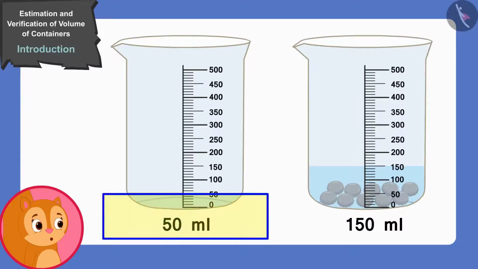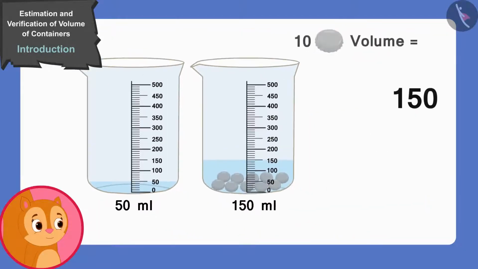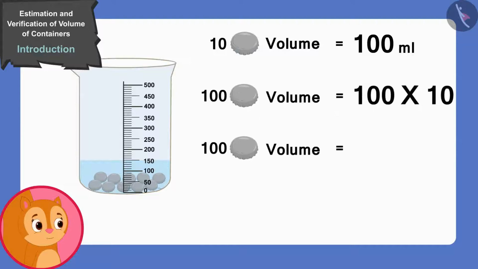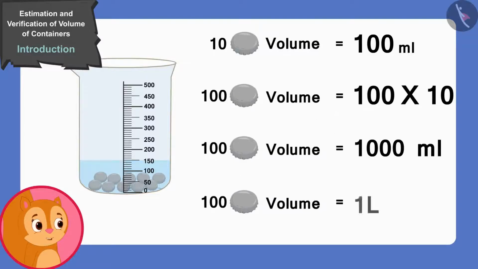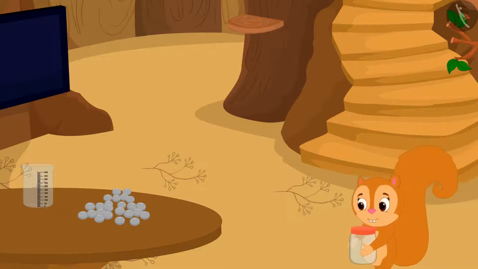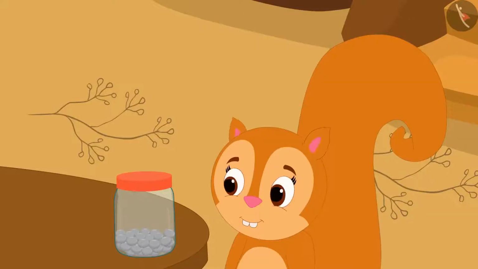Well, first the water level was at 50 milliliters and now it has risen to 150 milliliters. That means the volume of 10 lids is 100 milliliters. And if the volume of 10 lids is 100 milliliters, then the volume of 100 lids will be 100 multiplied by 10, that is 1000 milliliters or 1 liter. I have to take a container of 1 liter volume. Chanda immediately took a box of 1 liter ghee and started to collect the bottle caps of Golu's masala milk.